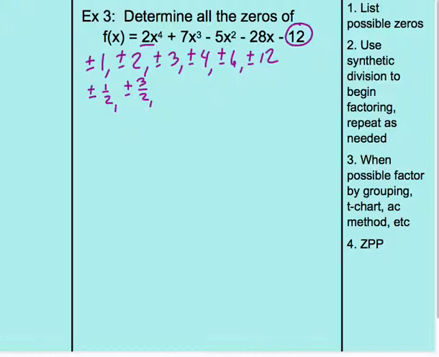And of course, when you're using synthetic division, I don't know about you, but I'm not going to want to start with the fractions. So those would be my last resort. If I checked all of the integers and none of them worked, then I would check my fractions. So setting up our synthetic division, using those coefficients. And I like to start with 1 and -1 and just check those out first.